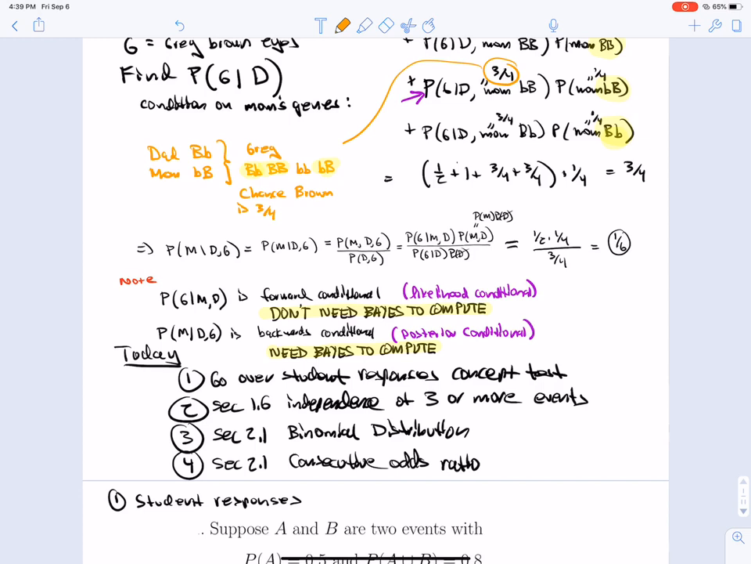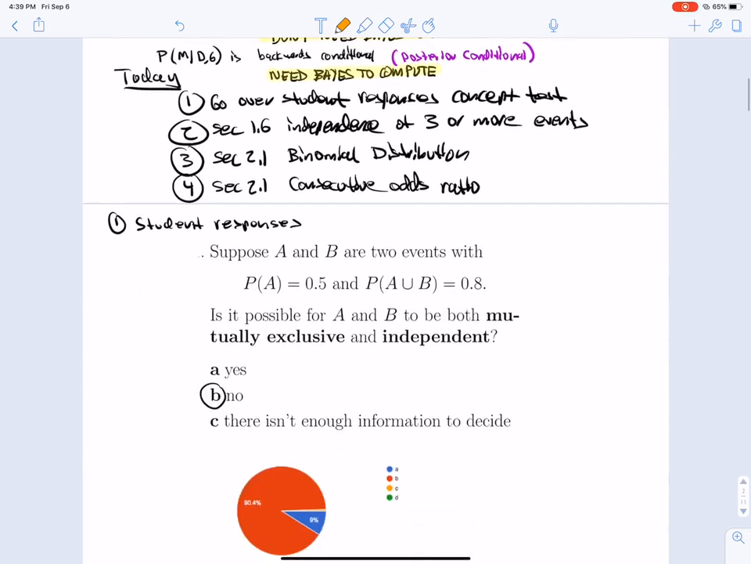Today we're going to go over the student responses of the concept test, section 1.6 on independence of 3 or more events, section 2.1 on the binomial distribution, and we'll start section 2.1 on consecutive odds ratios.